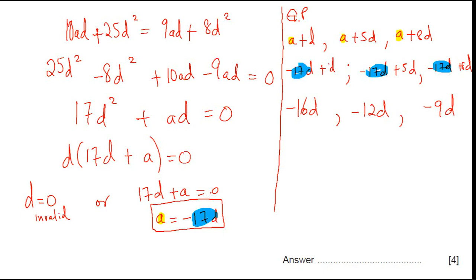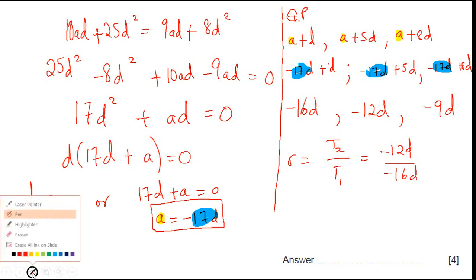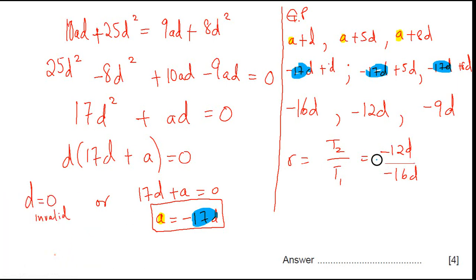Now I can find my r. Look, r is term 2 over term 1, which is nothing but negative 12d over negative 16d. Okay? The d's cancel. You agree? And 12 divided by 16 is nothing but? It will be the same answer that you get if you take the third term and divide it by the second term. Therefore, r.